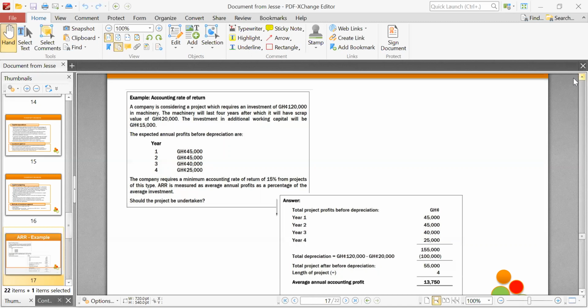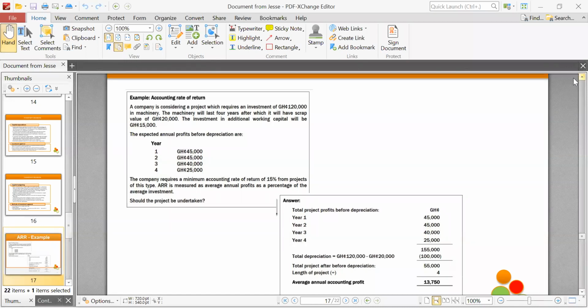Now you cannot forget about the investment in additional working capital, which is 15K. We are not given any beginning. There are no movements in that, like the machinery. So it's 15K straight. So 70,000 plus 15 will give us 85,000, and that will give us the average investment.